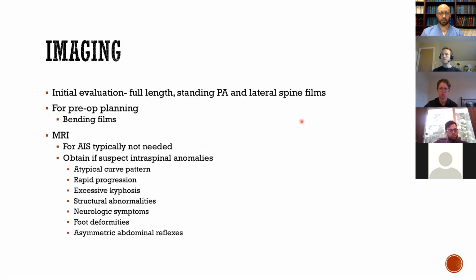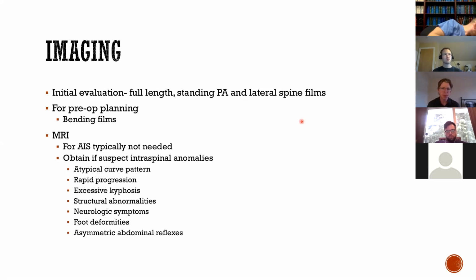Where were we? Okay, imaging. So generally what's going to happen when a school nurse or your mom or something like that notices a curve in the back, the child's going to be sent to the family practice. If they're very good to you, they'll order scoliosis films, and this is just a full-length standing P to A.